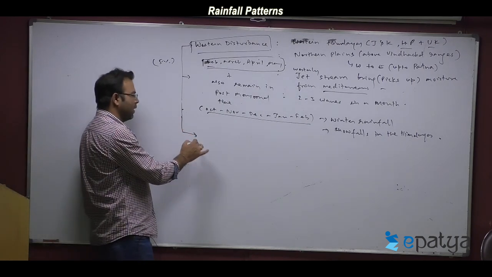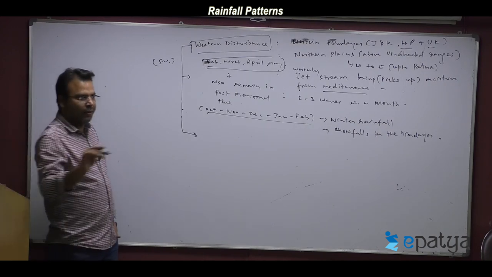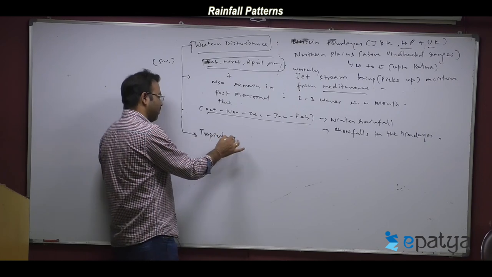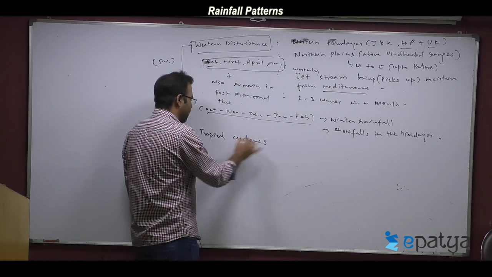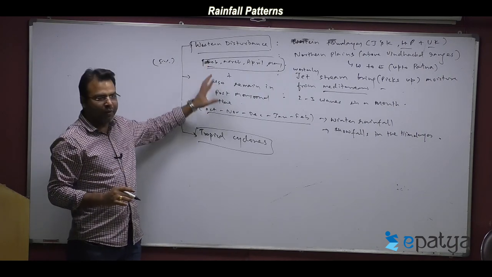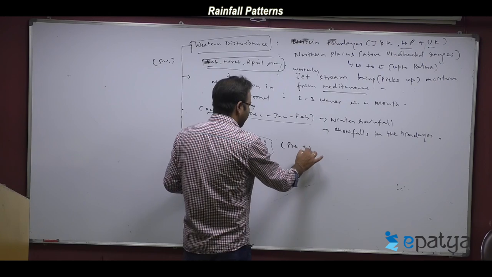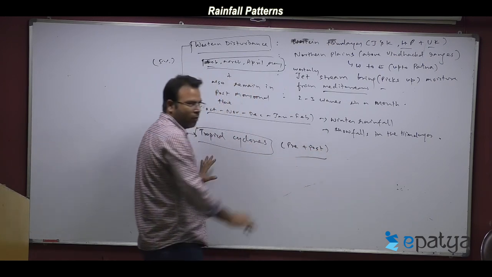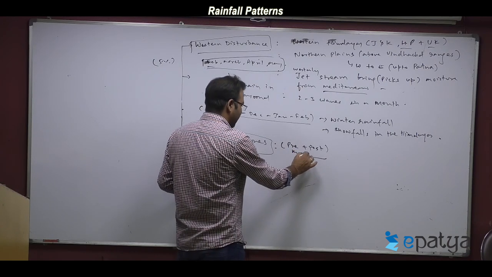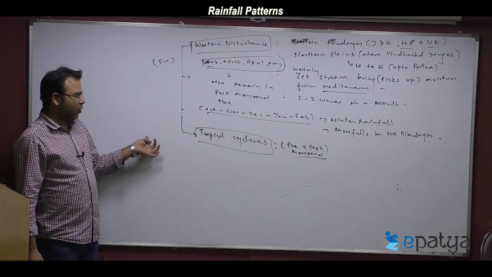So the second reason I said for the pre-monsoonal rain, what is the second reason you've written? All right, tropical cyclone. Tropical cyclone causes rainfall in a similar way, pre as well as post-monsoonal. Tropical cyclone also causes rainfall pre as well as post-monsoonal in nature.